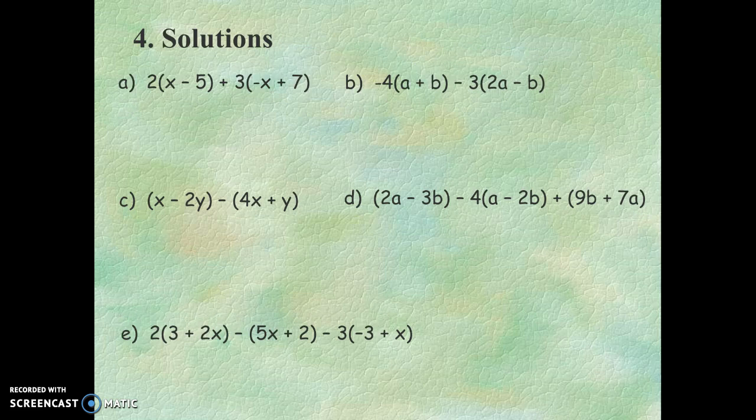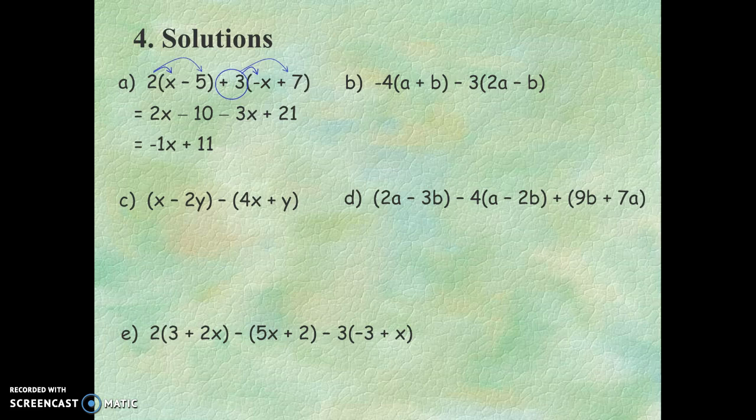We're going to look at these solutions. I'm going to go through quickly. You can just watch all the steps, double check your work, pause when you need to. 2 gets multiplied by both of them. Positive 3 gets multiplied by both of them. 2x minus 10, negative 3x, and positive 21. Like terms, 2x and negative 3x give negative 1x. You don't need to write that one. And negative 10 and positive 21 give the positive 11.